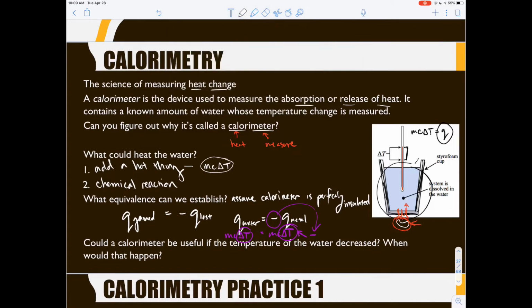we'll just assume absolute values everywhere, but it's good to know why it technically should be there. Okay, can a calorimeter be useful if the temperature of the water decreased? Yes, definitely. You would just have that the water's losing heat and the system is gaining heat. And then just like up here, maybe you would put the negative sign on the left instead, but again, mathematically it's equivalent.